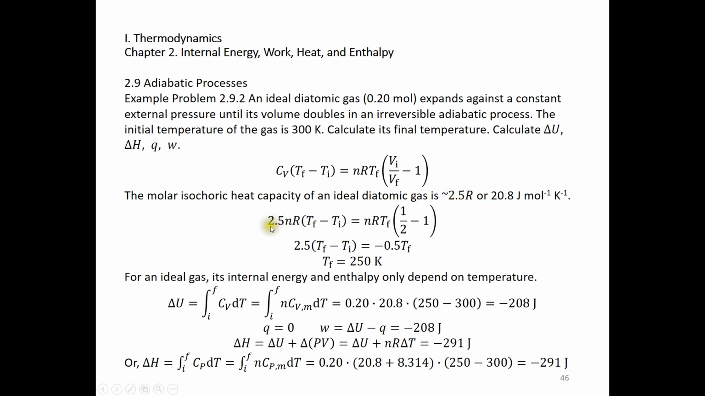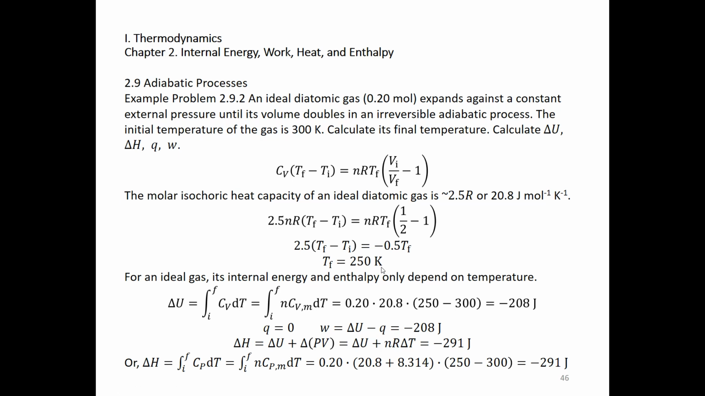So we're plugging in 2.5 nR here because this is CV. CV is n times CVm. And if you look at these two sides of the equation, we see n here, they cancel. I see R and R, they cancel. We get this equation. And then we plug in T initial is 300 Kelvin. We solve the equation, we get 250 Kelvin.